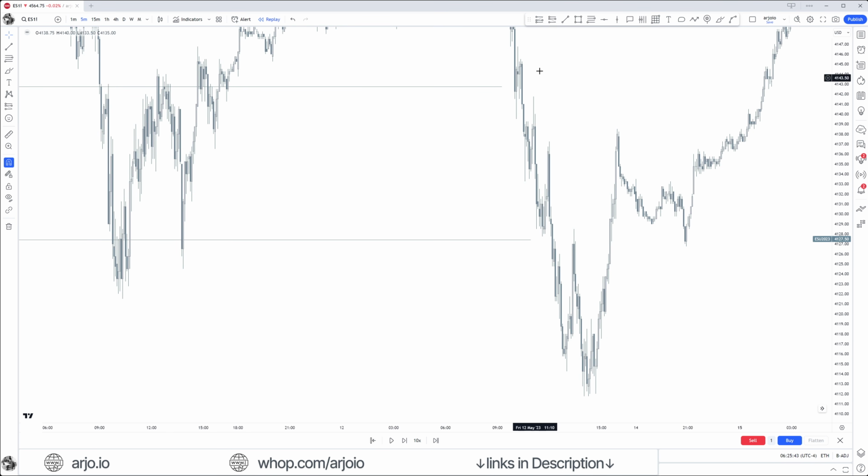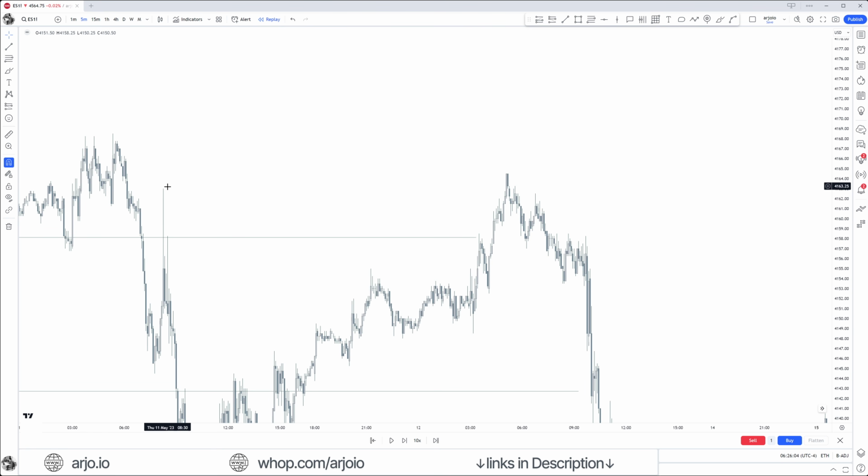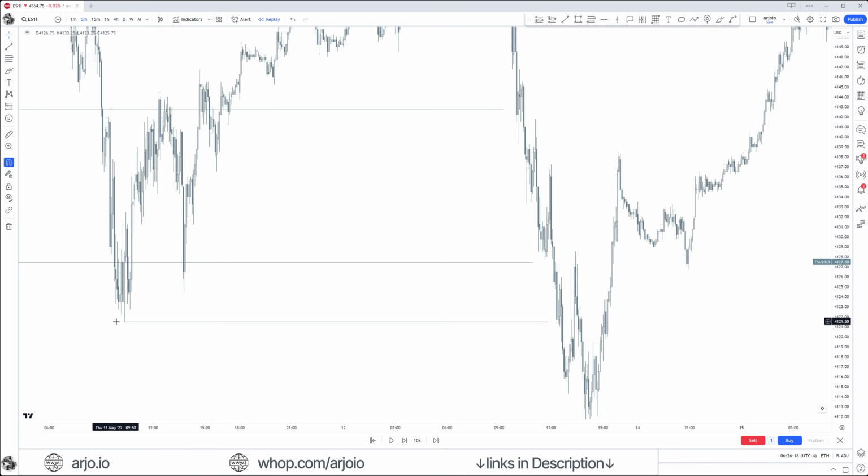Right here, we have our Judas and we have our liquidity sweep right there. For the shorts, the liquidity sweep was right there above that swing high. And on the lows, your liquidity sweep is right there. So we are in discount right there. Now let's look at an entry.